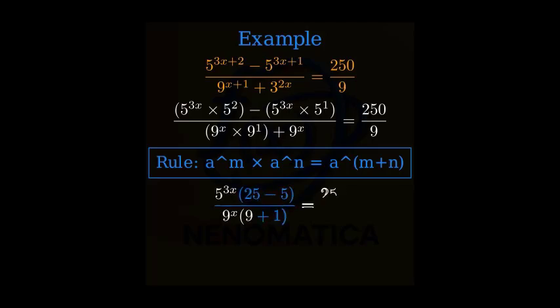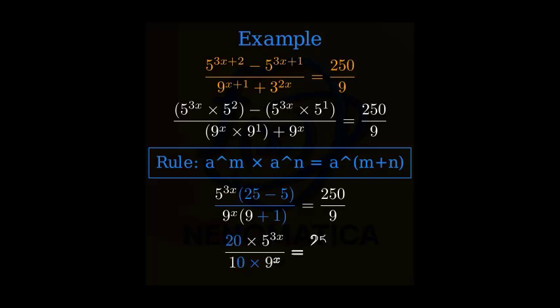Now, let's simplify further. We know that 5 squared equals 25, and 5 to the power of 1 is just 5. So in the numerator, we can factor out the common term 5 to the power of 3x, giving us 5 to the power of 3x multiplied by the difference of 25 and 5, which is 20. In the denominator, 9 to the power 1 equals 9. So we have 9 to the power x times 9 plus 9 to the power x. We can factor out the common term 9 to the power x, giving us 9 to the power x multiplied by the sum of 9 and 1, which is 10.